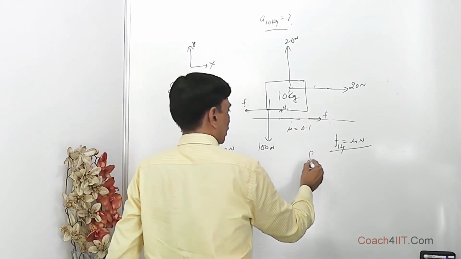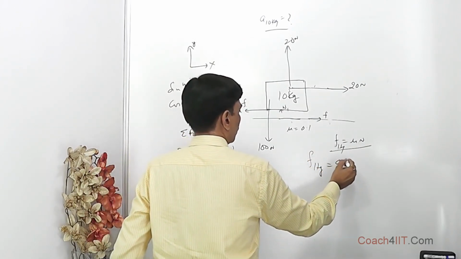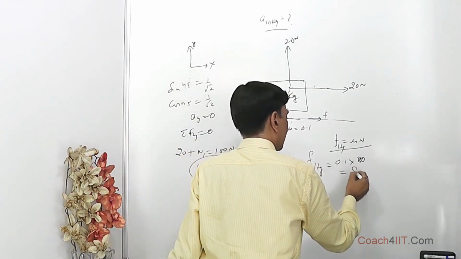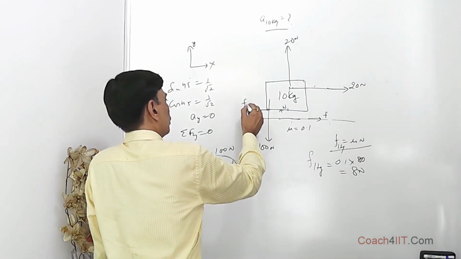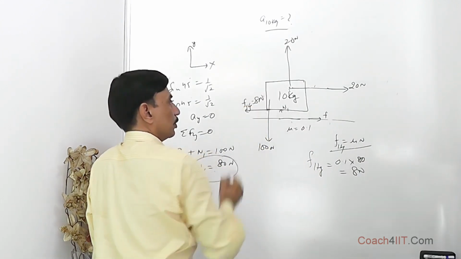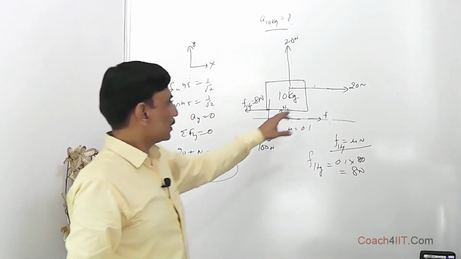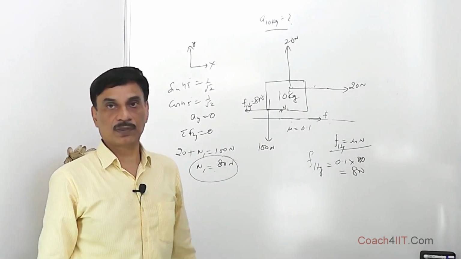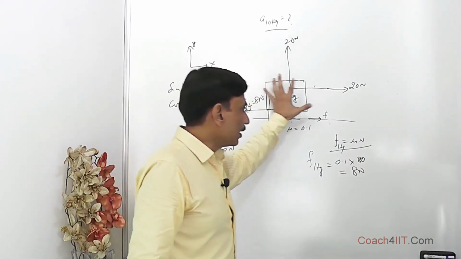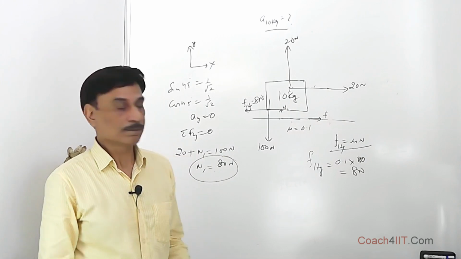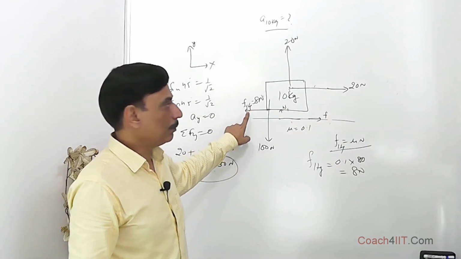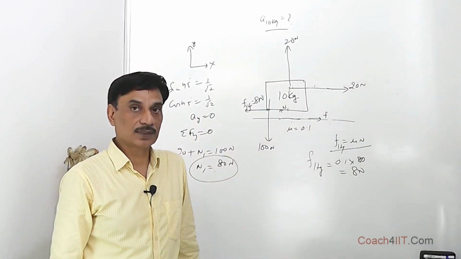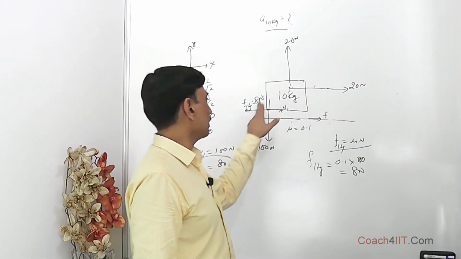Let's calculate the limiting value. Mu is 0.1 into the normal reaction. The normal reaction we have calculated is 80 Newton. So it is 0.1 into 80, that is 8 Newton. So the limiting value comes out to be 8 Newton. Now we see that this force is sufficient to overcome the maximum value of friction force. So this block will certainly move in this direction; it will accelerate in this direction. Had this force come out to be smaller than the friction force, the block would not have moved or accelerated in this direction. But in this case, 20 Newton is bigger than 8 Newton.